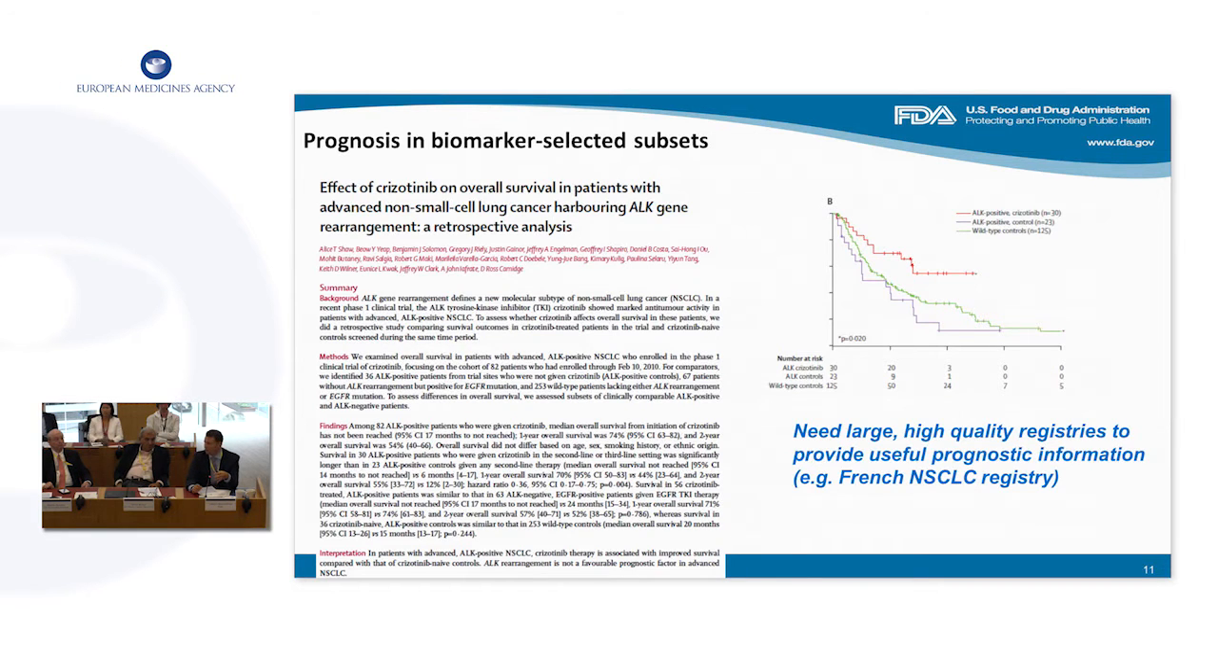I think in this era of big data, we need large, high-quality registries to provide useful prognostic information. One database that we've seen drug companies use is the French lung cancer registry, in which they're prospectively testing patients for a number of driver oncogenes. And we've actually seen that they have been able to discern prognostic information from these data sets. So I think it's very encouraging and hopefully signs of more progress to come.